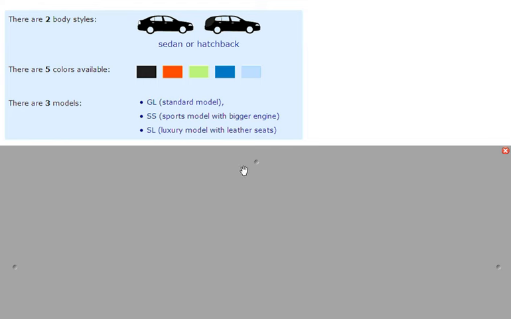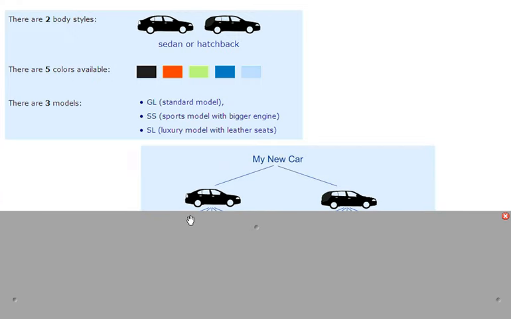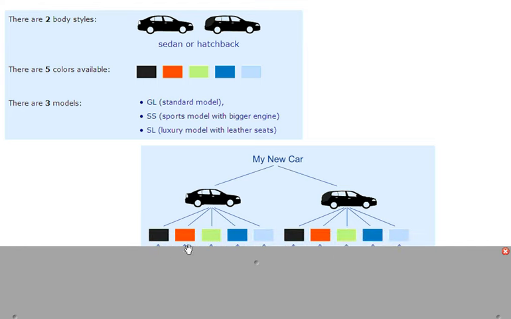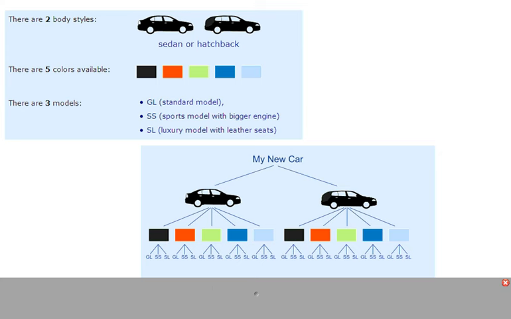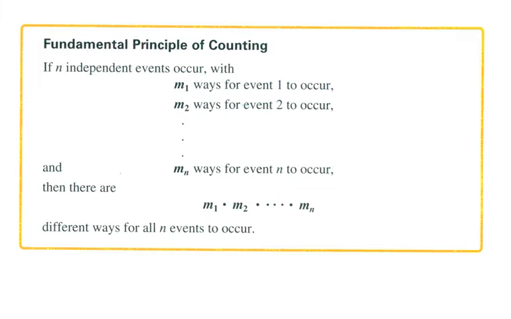Now, oftentimes we've approached these problems by making a tree diagram. So here's our tree diagram. We start with the sedan or hatchback. Either one could come in the 5 colors. We so far have 10 options. After we add the 3 models, we have a whole lot more options. We could count them all across, or we could simply multiply. We have 2 options for the body, 5 options for the color, 3 options for the models, for a total of 30 options.